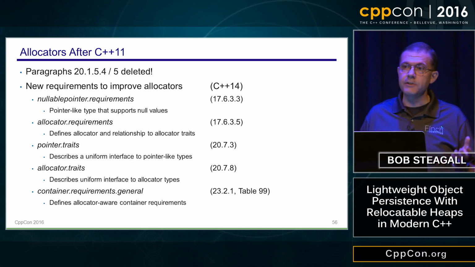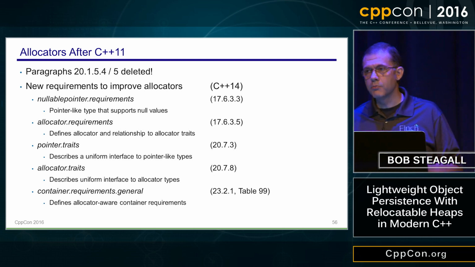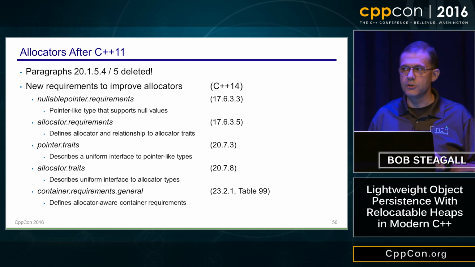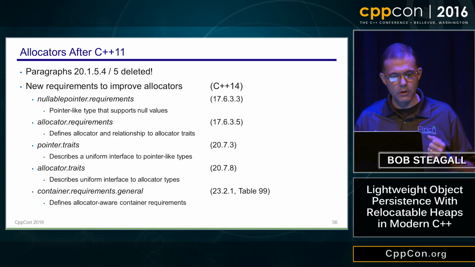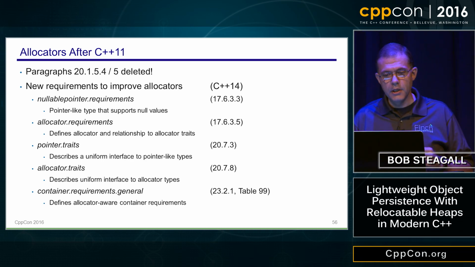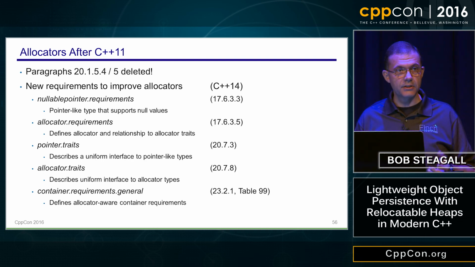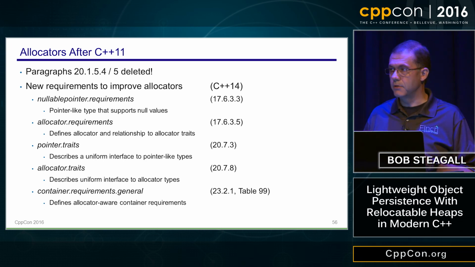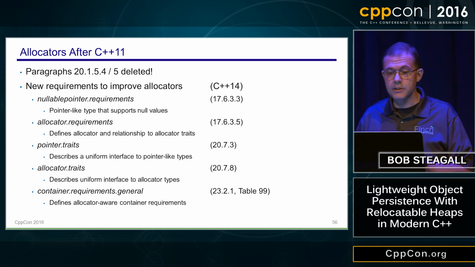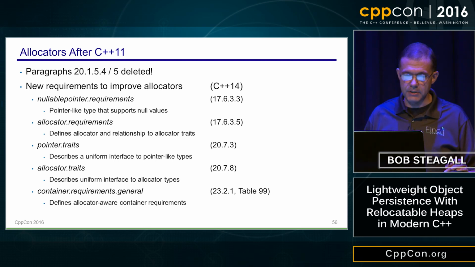In C++11 and beyond, those offensive paragraphs from section 20 were deleted. And scattered throughout the library portion of the standard, many new requirements were added to support the idea of allocator-aware containers. I've listed 5 of these requirements here, the 5 key requirements which I believe, when taken together, indicate that containers must support allocators that employ synthetic pointers. I've listed some of the section numbers on the right, and these section numbers are from the 14 standard. Some of the numbers are slightly different in the 11 standard, and some of them are different in the 17 draft standard.